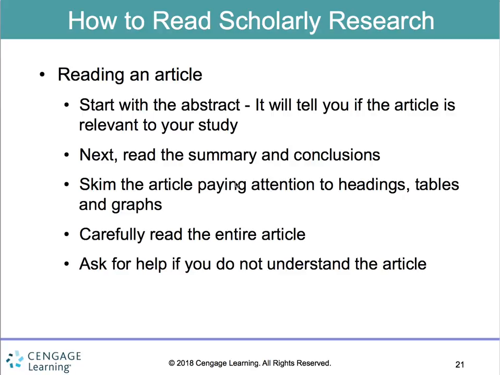Next, you want to read the summary and conclusion after the abstract. Okay? You want to make this kind of like the KISS theory, where they say, keep it simple, stupid. You go to the abstract and say, is this article relevant to what I'm researching? Then you go to the summary and conclusion and say, let's dig deeper. Let's see what the outcome was. What was the article mainly about? And does this still fit what I'm looking for?